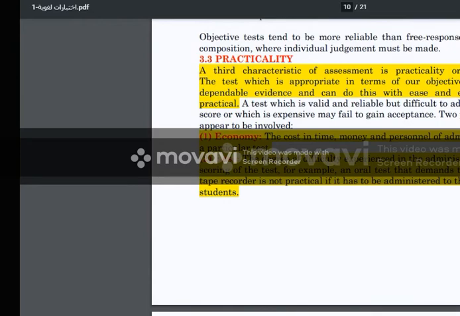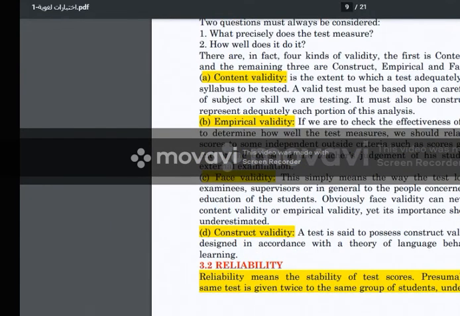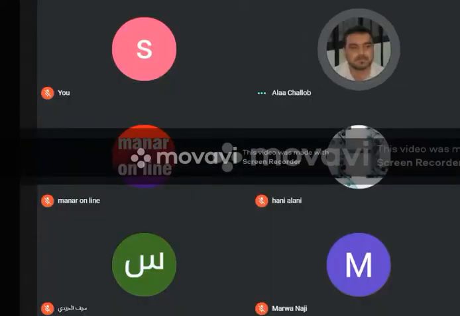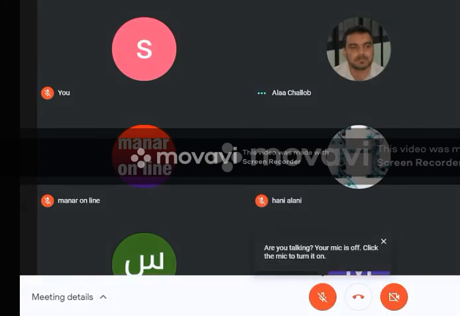I give you a test today, and Ayad got, for example, 50 marks in this test. I will ask Ayad to do the same test after 1 month. It is supposed that Ayad approximately got the same mark if the same test is given to him.